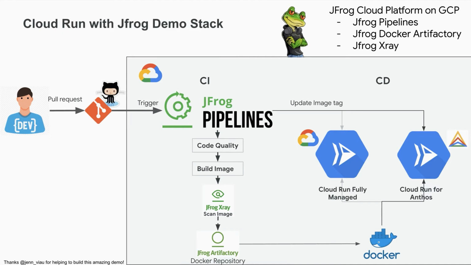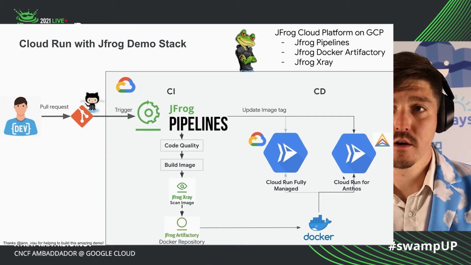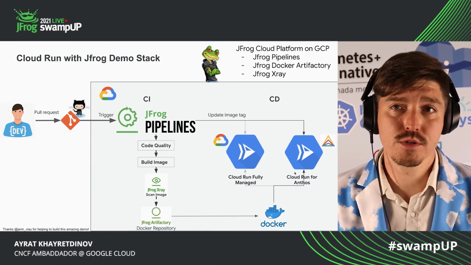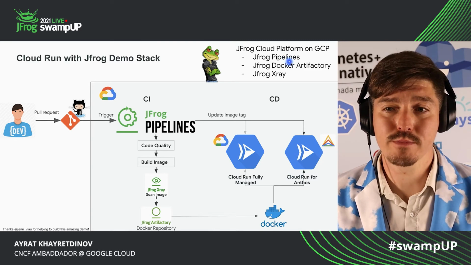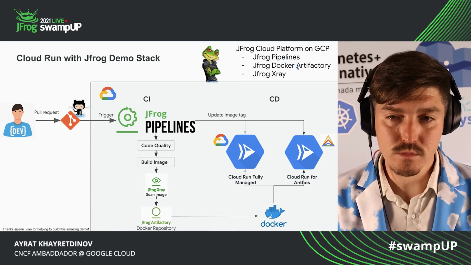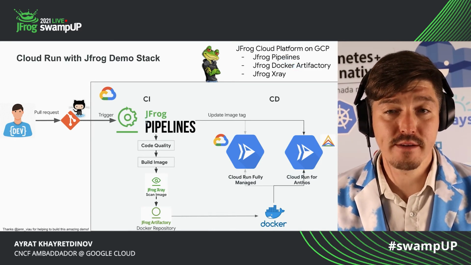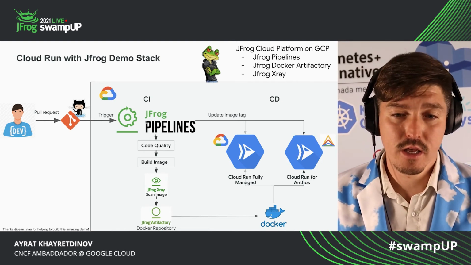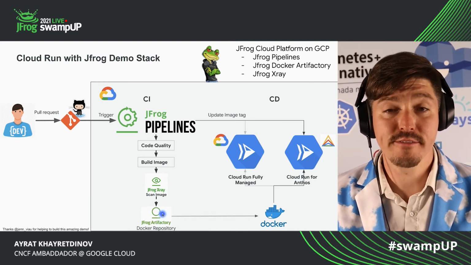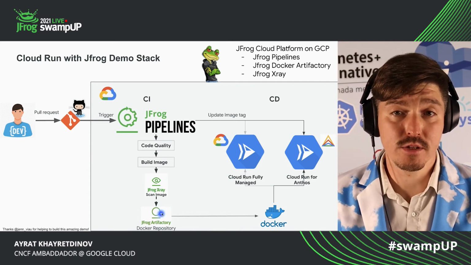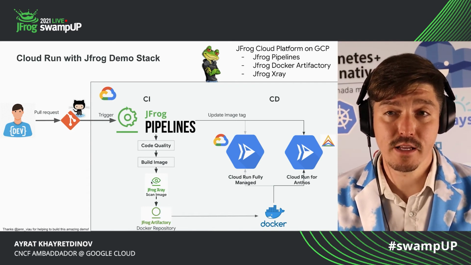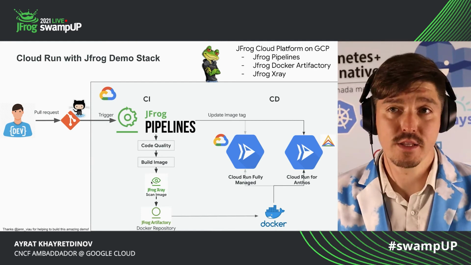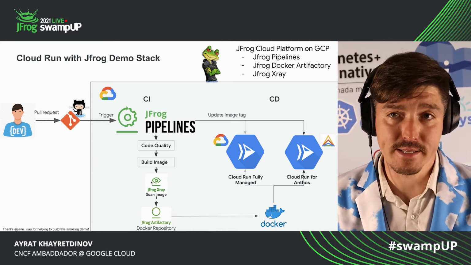The base tools we're going to use: the Anthos platform that will deploy our Cloud Run for Anthos on GCP. For automated software delivery, we're going to use JFrog Cloud Platform on GCP. We're going to leverage JFrog Pipelines for our CI and CD portion. We're going to use JFrog Artifactory to store our artifacts and Docker images. And finally, we're going to use JFrog Xray to make sure our code is safe and intact.